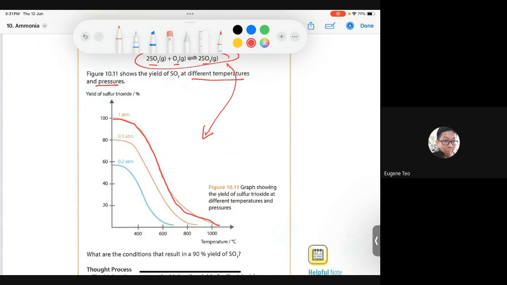Let me reframe. I should just go by the pattern. Let's split this up. You realize this graph can be split into 3 parts. When the temperature is below 400 degrees Celsius, the yield is high, at about 95% to 100%. How do I know? Because when I follow this line over here, you realize this is about 95. So when it's 0 to 400, the yield is about 95 to 100%.